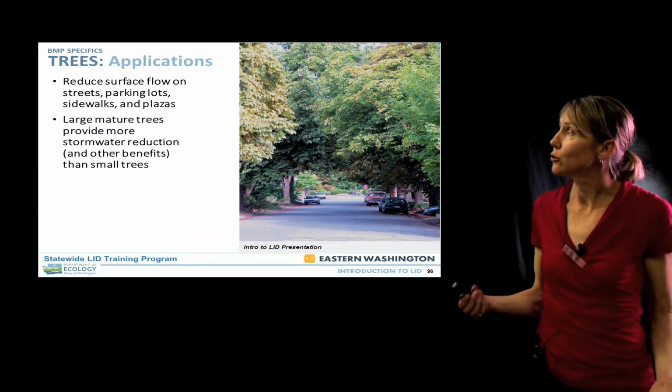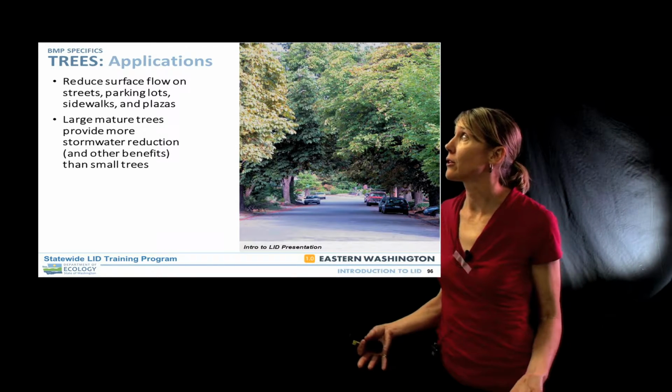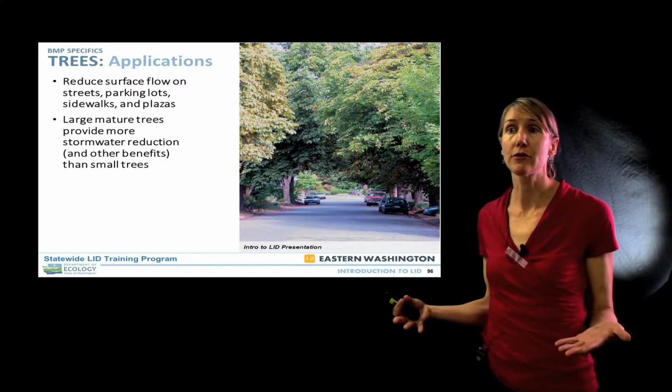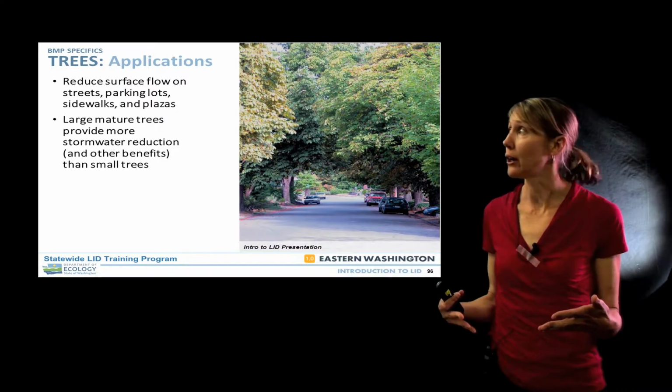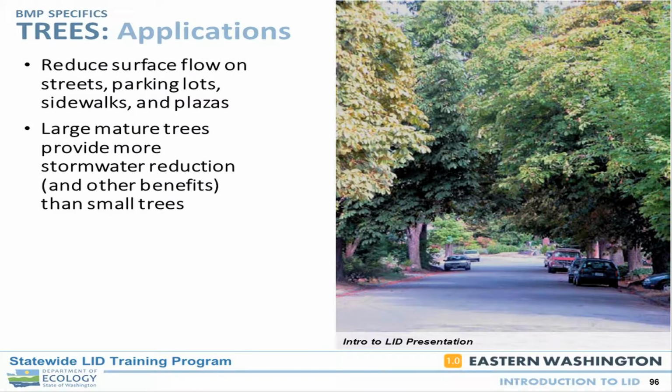So now we're moving into tree applications. These really are reducing the surface flow on streets, parking lots, sidewalks, and plazas. So it's reducing that surface flow from impervious areas. And large mature trees really do provide more stormwater reduction as well as other benefits than small trees. So it's that whole, not all trees are created equal. And that brings up getting the right folks in the room from the start of a project, so that everybody is on the same page moving forward throughout the various phases of a project.